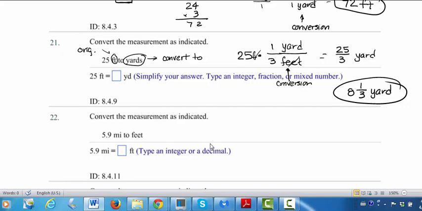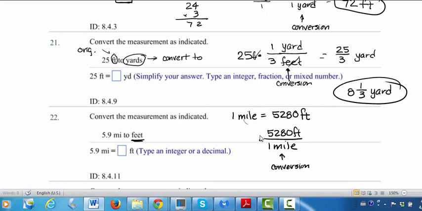Okay, and our conversion for miles and feet, remember 1 mile equals 5,280 feet. And I'll give you this conversion if it's on the test. But 1 mile equals 5,280 feet. So again, I'm going to feet, right? So I can put my units of feet on top. So I have 5,280 feet over 1 mile. This is my conversion.